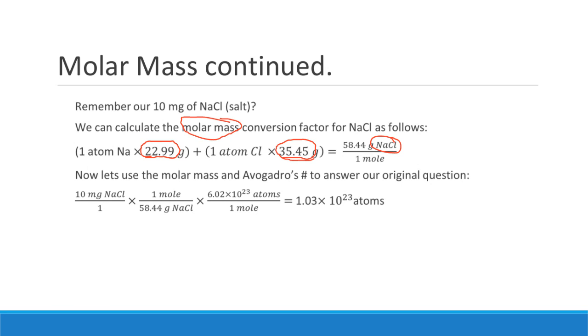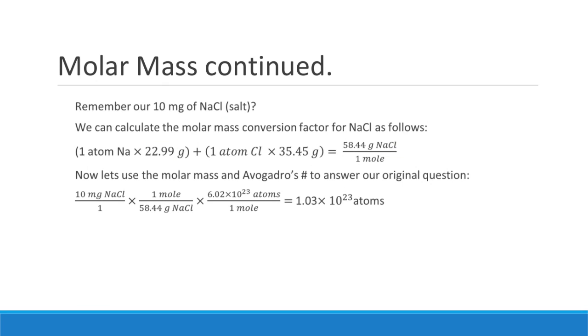So now they're together per mole. For each of these separately, the conversion factor would have been 22.99 per mole for just sodium, or 35.45 grams per mole of just chlorine. But together, that factor changes. And that's what I mean when I say the periodic table is a method of not only giving you all these conversion factors, but you have to build some yourself. So getting used to that is very important. Now let's use the molar mass and Avogadro's number to answer our original question.